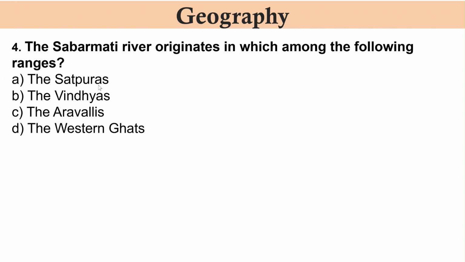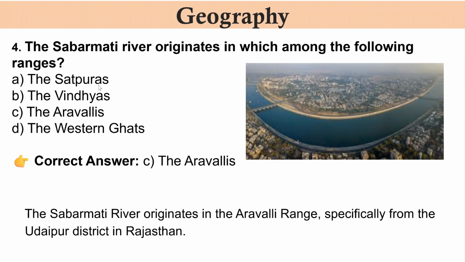Next question is, the Sabarmati River originates in which among the following ranges? A. The Satpuras. B. The Vindhyas. C. The Aravalis. D. The Western Ghats. The correct answer is C. The Aravalis. The Sabarmati River originates in the Aravali Range, specifically from the Udaipur district in Rajasthan.